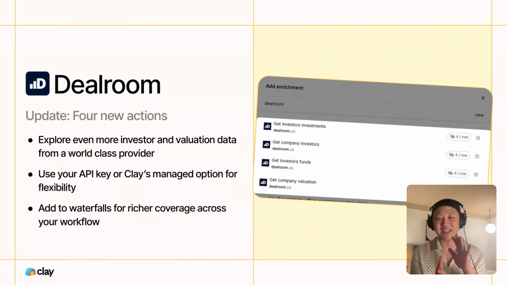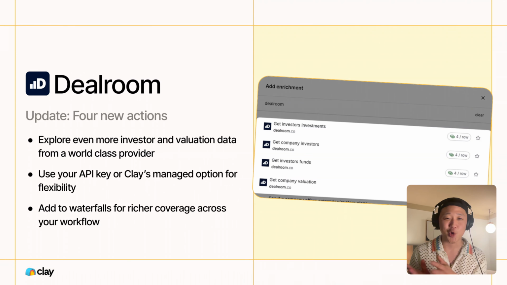This one's another banger. We've expanded our DealRoom integration with 4 new actions for comprehensive company and investor data coverage. These new actions are going to allow you to get a company's investors and valuation, get a list of funds that an investor has received, and get a list of companies that the investor has invested in.